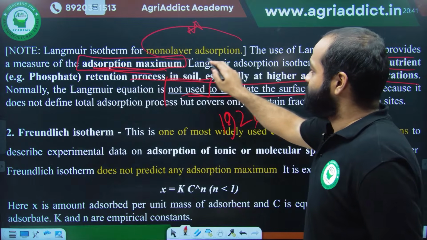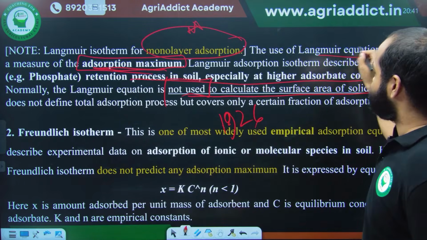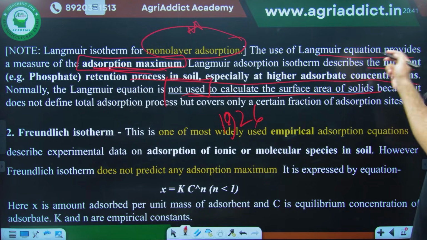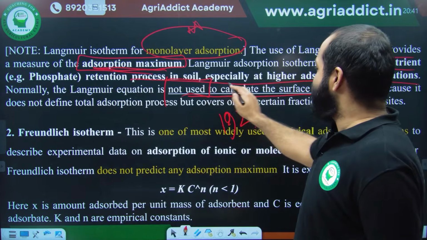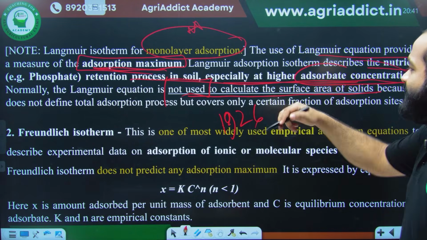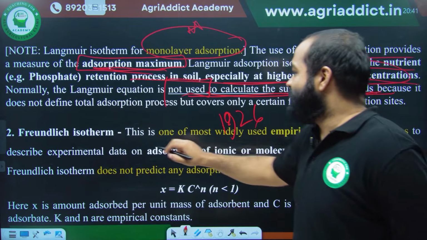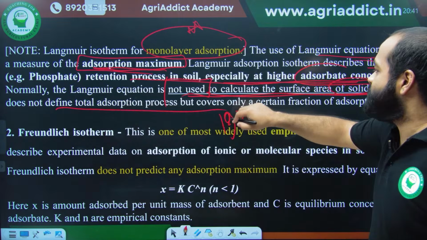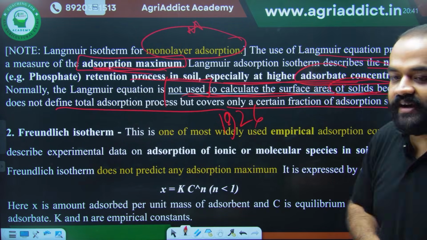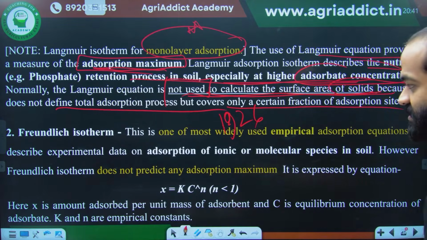Monolayer adsorption, that is a question. Then again, the nutrient retention of phosphorus at high concentration, that is a question. And again, it is not used to calculate the surface area, that is also a question, because it does not define the total adsorption process, but covers only a certain fraction. All right, this is also a question.